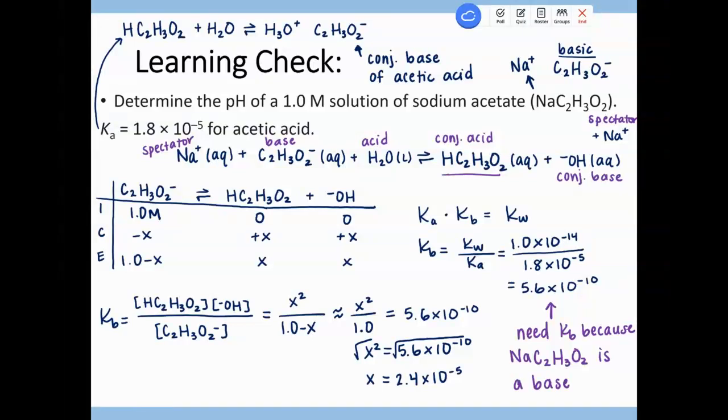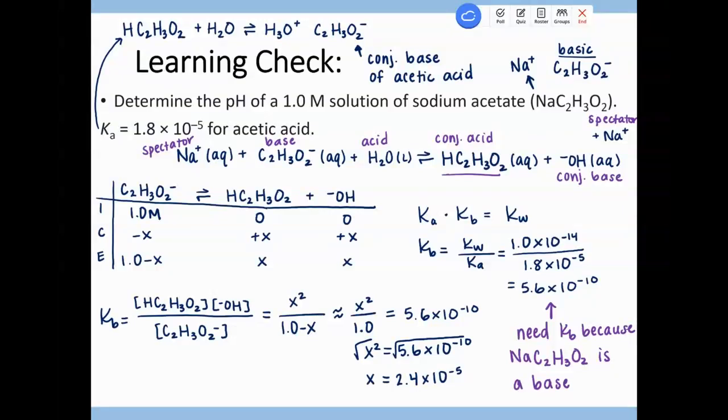And using Kb, we solve for x. So now that we have x, we have equilibrium concentration of all three components. Remember, our goal is to calculate pH. With the hydroxide concentration at equilibrium, which is just equal to x, we could directly find pOH and then find pH. Or, knowing concentration of hydroxide at equilibrium, we can use Kw to find H3O plus concentration and then calculate pH from that concentration. When we've done this before, I showed you both methods. I'm just going to use the pOH route this time.